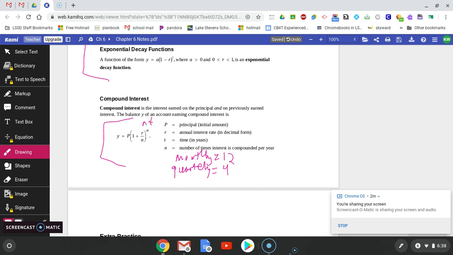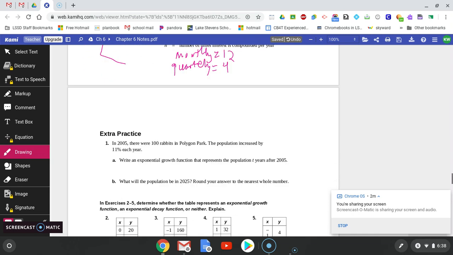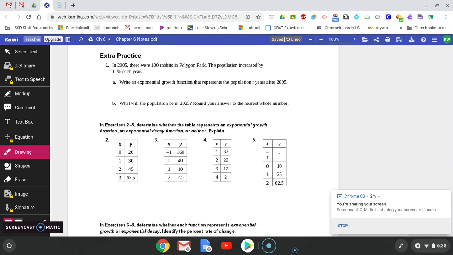It's kind of hard to see on here. The exponent is an NT. So your exponent is still time, but you also multiply that time by the same N, by how many times per year it's compounded. So we'll look at how to use that equation today too. Okay, so let's take a look.